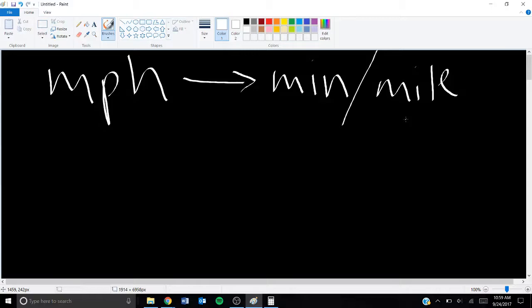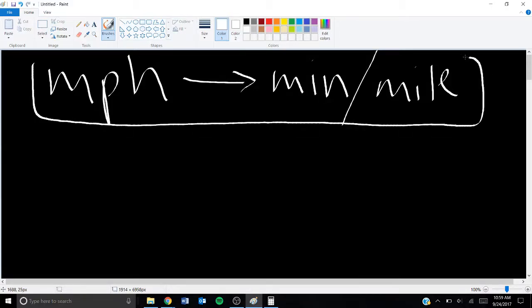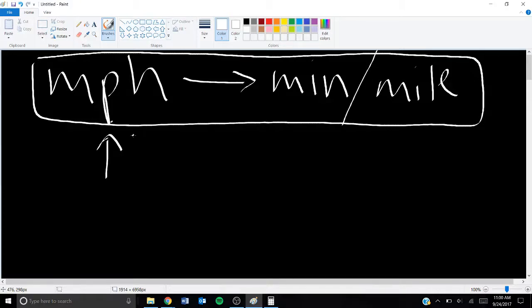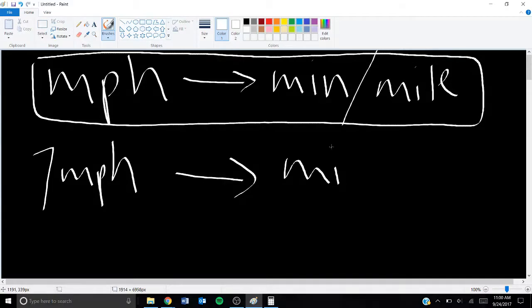In this video we will be going over converting miles per hour to minutes per mile. One of my professors always told me to write right up top what you're starting with and what you want to get to or convert that to. So we're given 7 miles per hour and we want to get that to see how many minutes per mile. Some runners or cyclists will use this for a pace time.